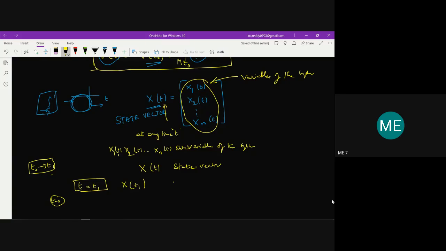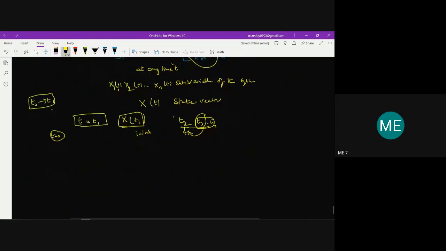If I want the state at times greater than t1, say t2 and t3 and so on, this x of t1 will become the initial state for those systems. So at t equal to t1 it becomes the initial state. Similarly, if I want to find the state at t equal to t2, then t2 will become the initial state of the system, for t3 and t4 and so on. So this is what we can say about the state vector, and what variables are represented in it.